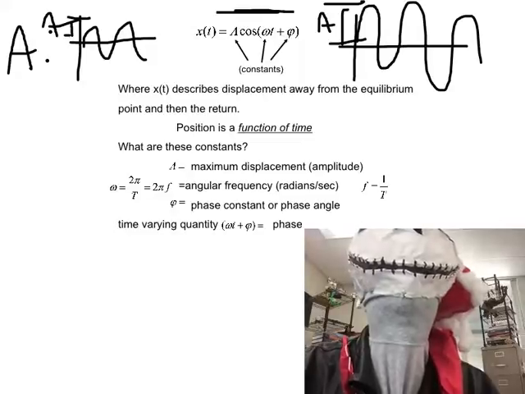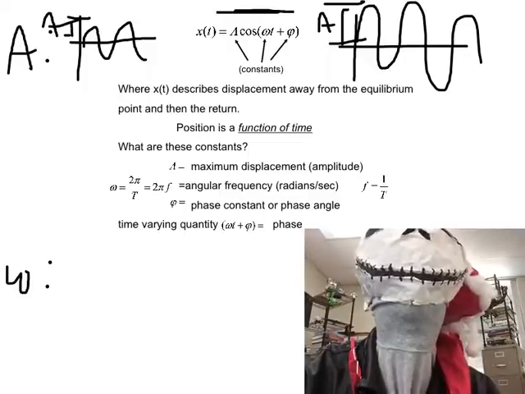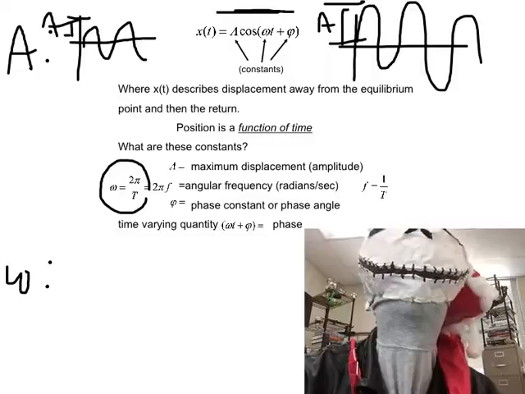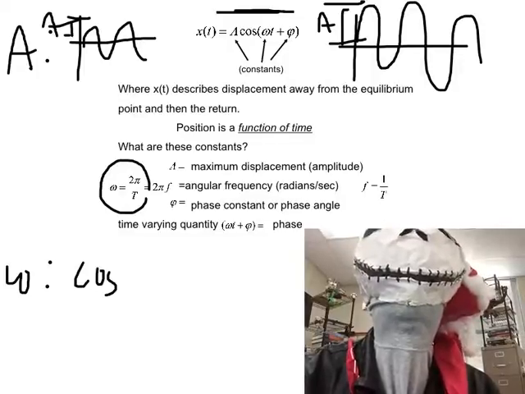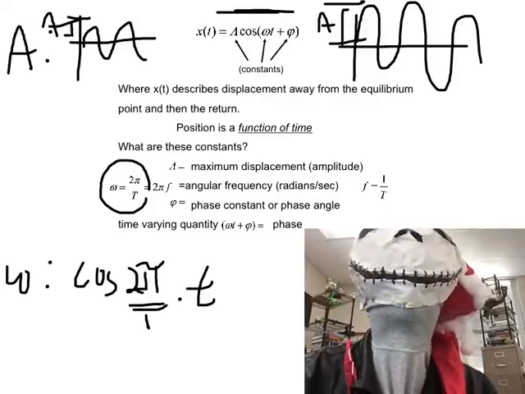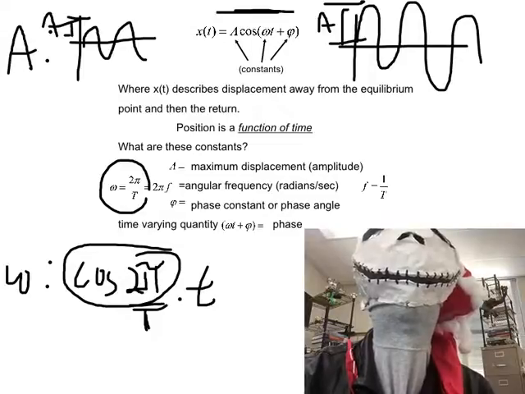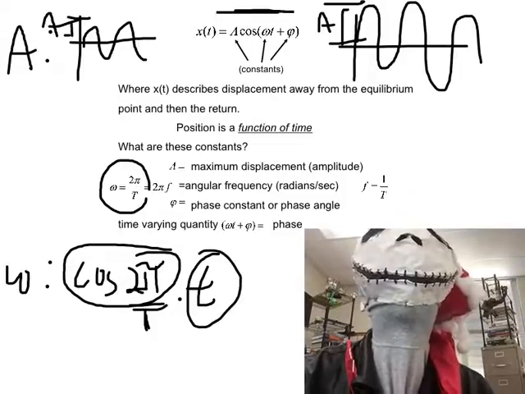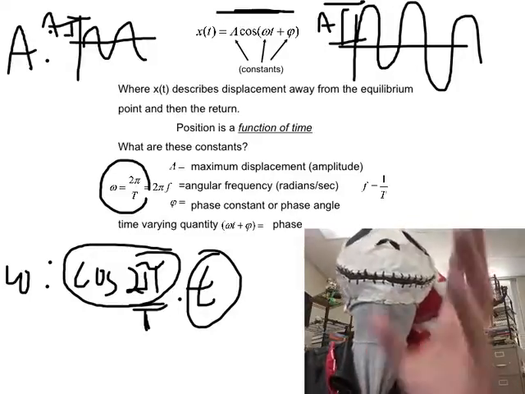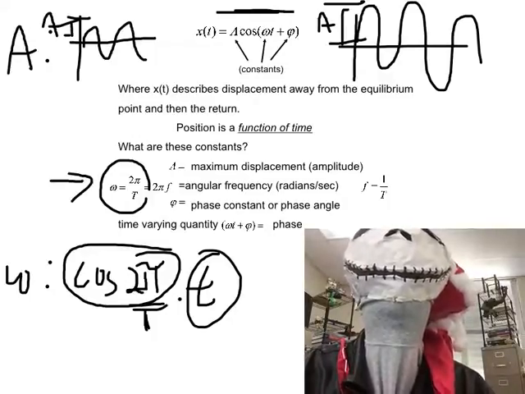My next constant, omega, tells me how fast I'm moving back and forth. Because if I put in omega equals 2 pi over the period, I have cosine of 2 pi t over the period. So every time my time equals a multiple of the period, I get 2 pi, one full cycle. Omega tells me how fast it goes. If omega gets bigger, it's going back and forth faster and faster. But it's related to my period, and that's going to become important later.